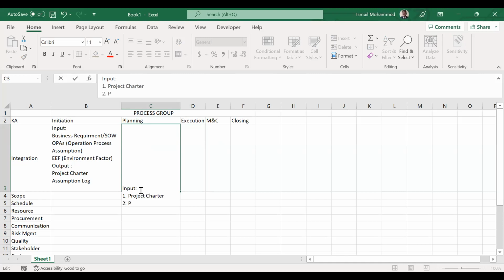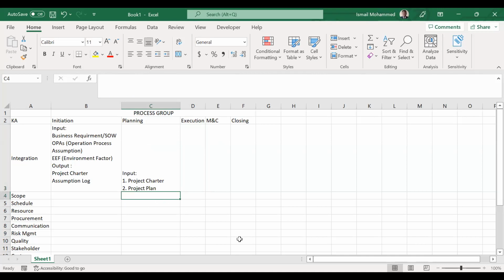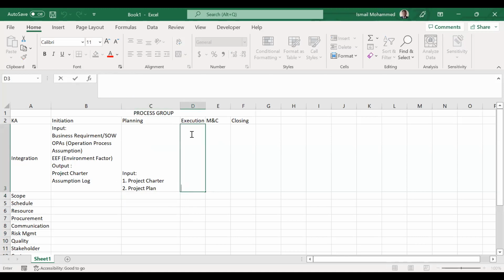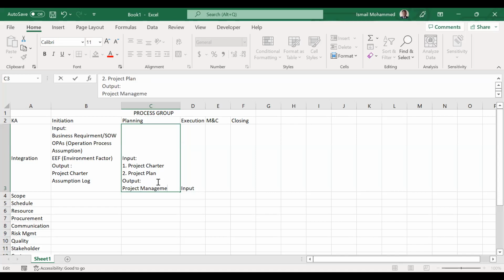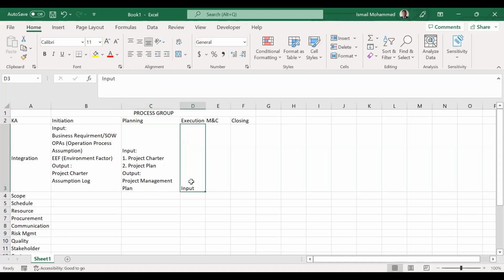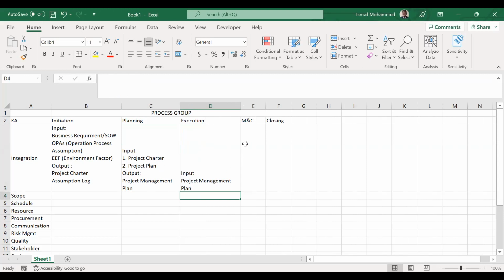Next is the project plan. I'll cover this. This input goes over here. What input here, and the output: the project management plan. For execution, you'll get the project management plan. So each and everything comes like this. Clear, right?